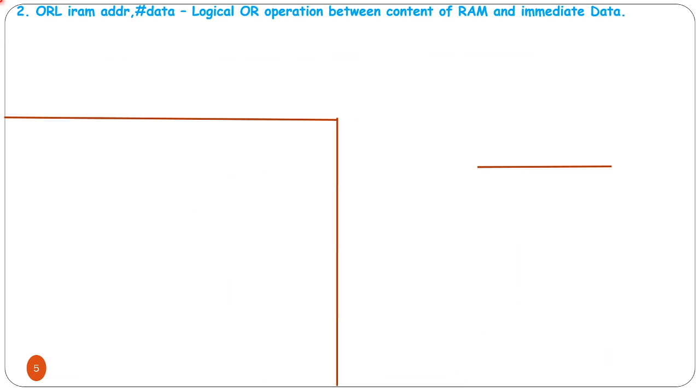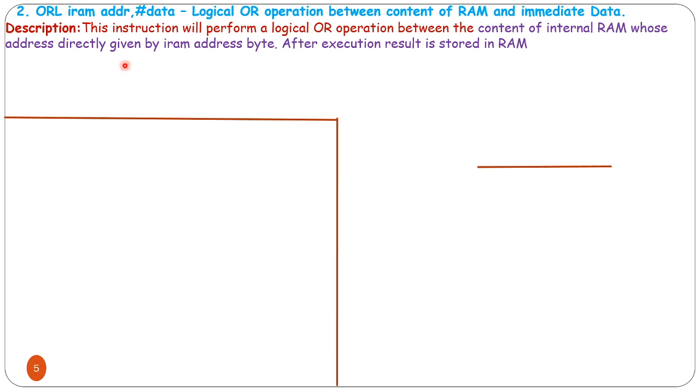Second instruction, ORL internal RAM address, immediate data: logical OR operation between the content of random access memory and immediate data. This instruction's description is like this: this instruction will perform a logical OR operation between the content of internal RAM whose address is directly given by the internal RAM address byte.